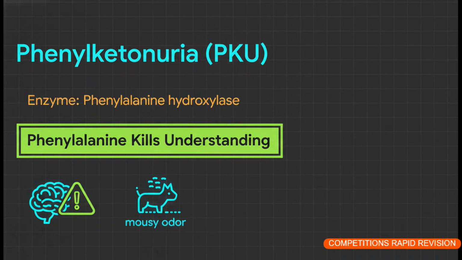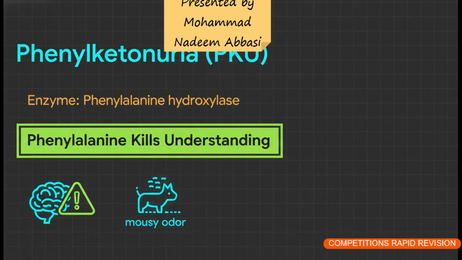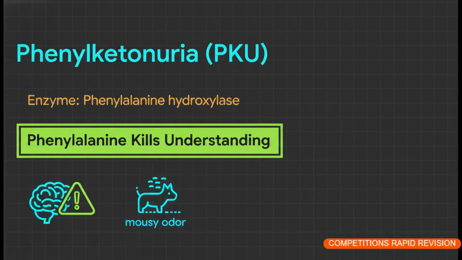Take a look at the neon green mnemonic, phenylalanine kills understanding. This ties the disease directly to its most devastating complication, which is intellectual disability if it's left untreated. And that mousy odor in the vignette, that is your absolute dead giveaway for PKU.